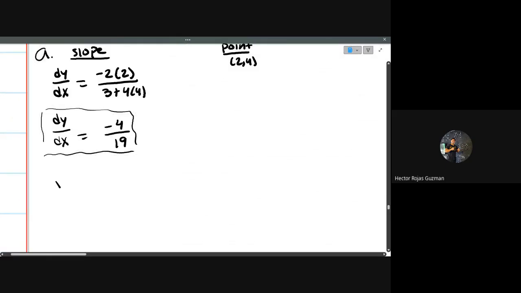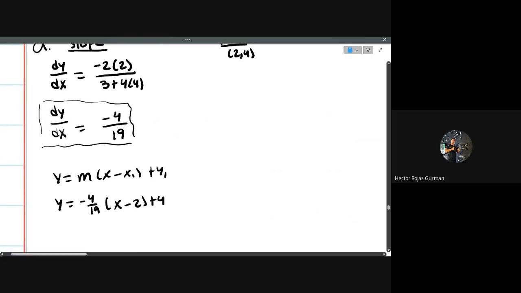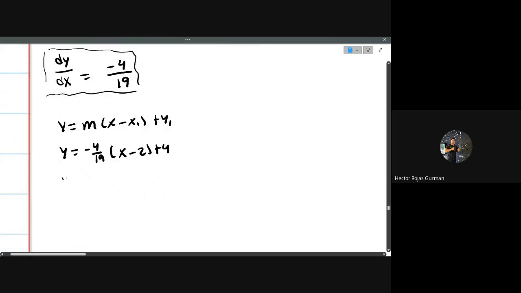Now I can go ahead and make my tangent line. y equals m(x minus x1) plus y1, y equals -4 over 19 times (x minus 2) plus 4. And now we're going to go ahead and use it to approximate the y value at x equals 3.